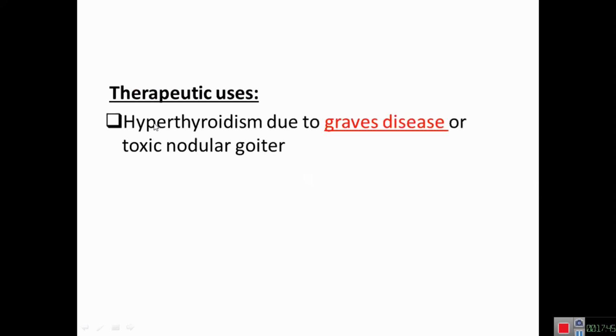For the therapeutic uses, we can use radioactive iodine for the treatment of hyperthyroidism due to Graves' disease or toxic nodular goiter.